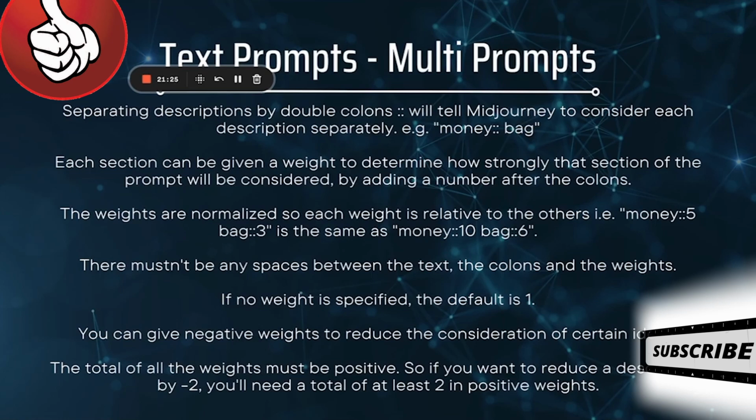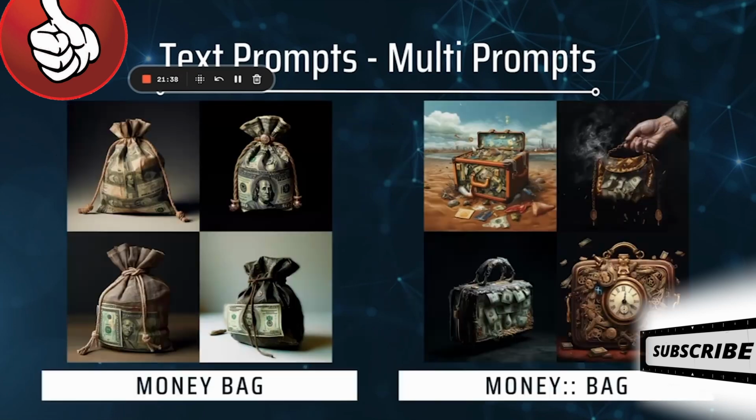So this is a lesson in and of itself. Don't be negative. Be positive. Be a beacon of positivity, as I keep telling you guys. So if you want to reduce a description by -2, you'll need a total of at least 2 in positive weights. So let's talk about those right now.